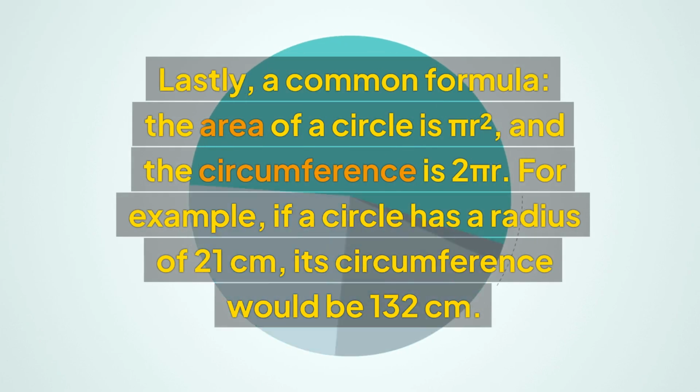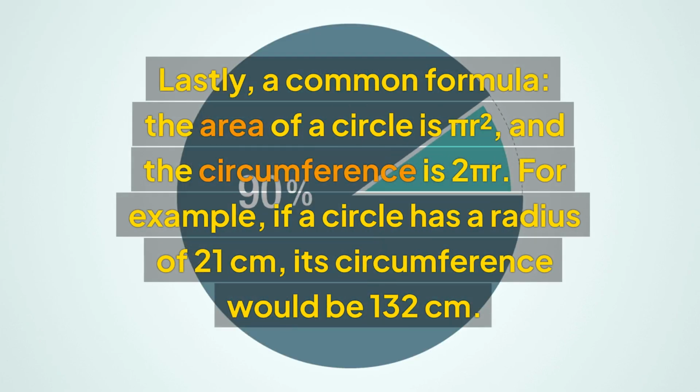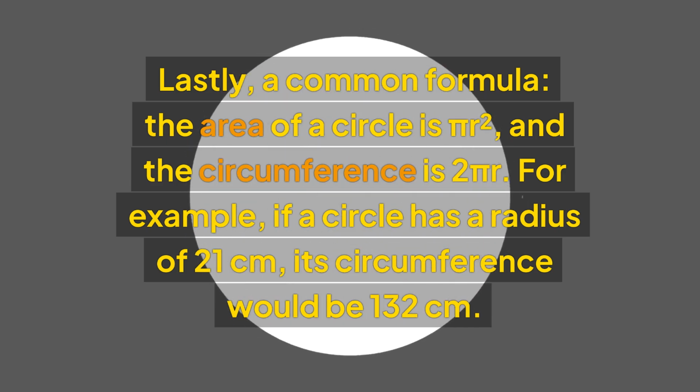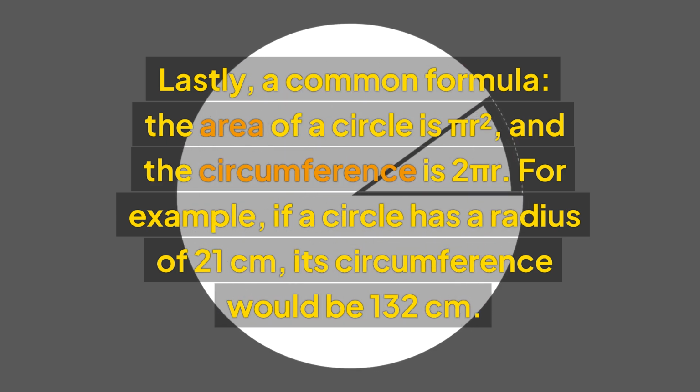Lastly, a common formula. The area of a circle is pi r squared, and the circumference is 2 pi r. For example, if a circle has a radius of 21 centimeters, its circumference would be 132 centimeters.